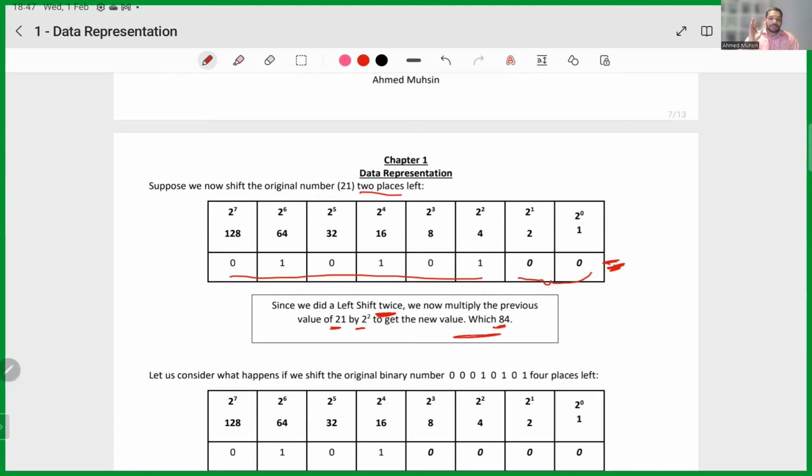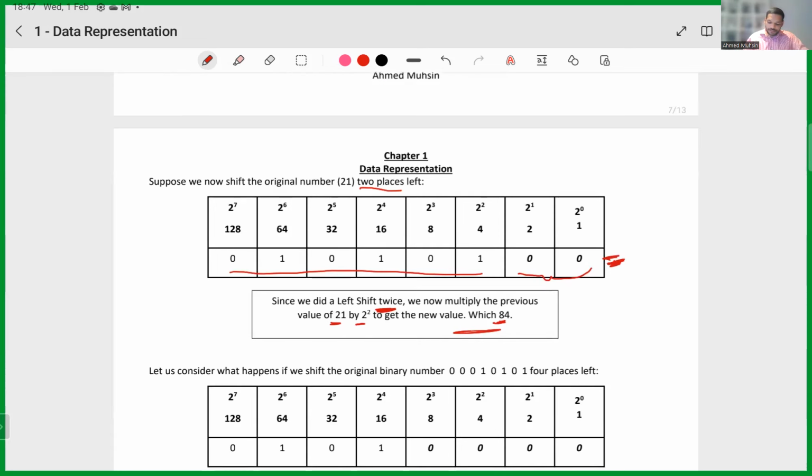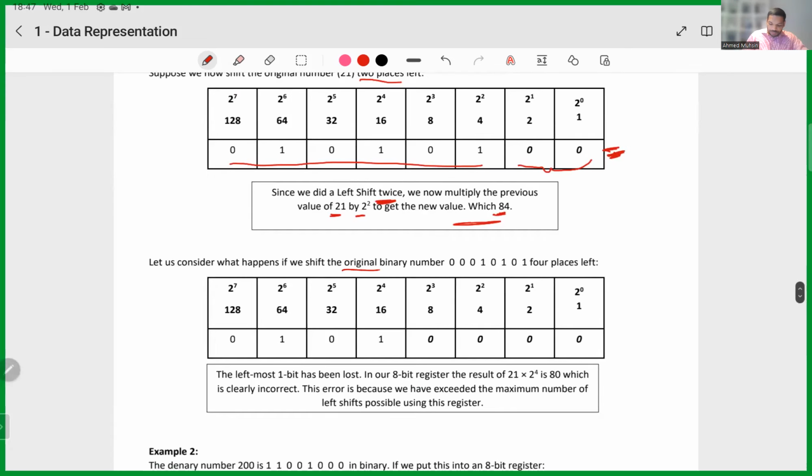Right. Now, there is only a certain number of times that you can shift a binary value. When I give you a binary value, there is only a limited number of times you can shift it. So what is that limit? That's what we're going to look at now. Let us consider what happens if we shift the original number 21, which is this binary value, 4 times. We are left shifting it 4 times.